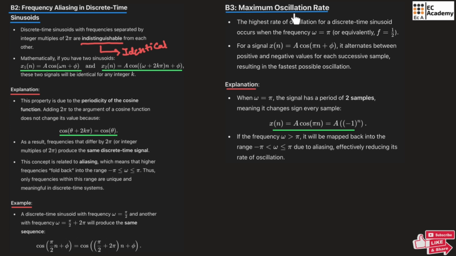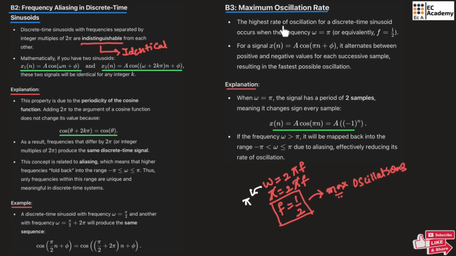Next property is maximum oscillation rate. The highest rate of oscillation of a discrete time sinusoidal signal will occur when omega is equal to pi, which means at f equal to 1 by 2. Here we know that omega is equal to 2 pi f. So if we take omega equal to pi, we can write pi equal to 2 pi f. We can cancel out 2 pi and f will be equal to 1 by 2. For this condition we will get maximum oscillations.